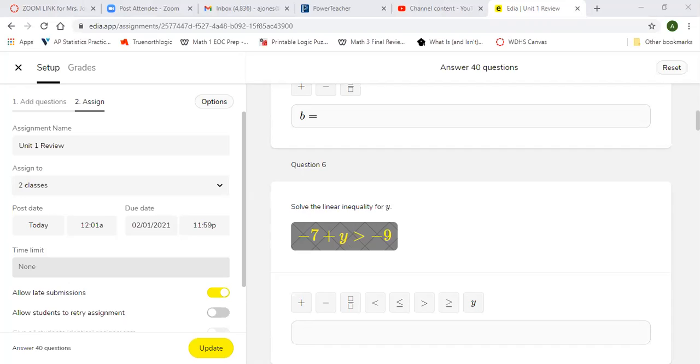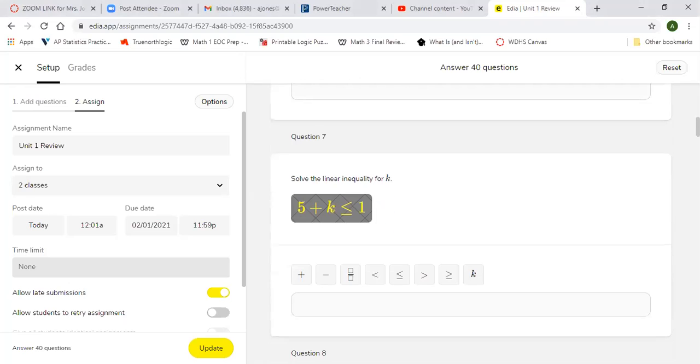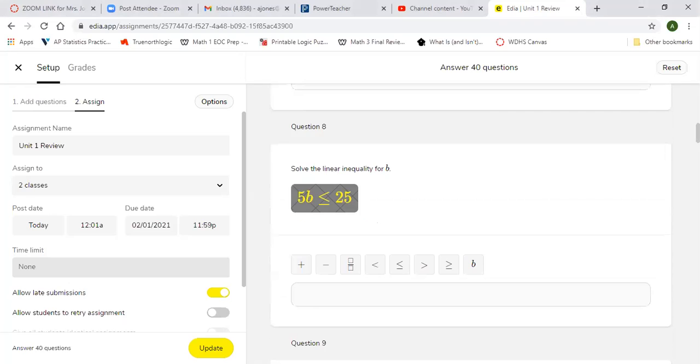All right. The next one we have is the same exact thing, so I'm going to skip over that one. We're going to look at question 8. I'm copying it down. 5b is less than or equal to negative 25. I need to get rid of the 5. Remember that this is a multiply, so I'm going to divide by 5 to get rid of it. And b is less than or equal to negative 5.